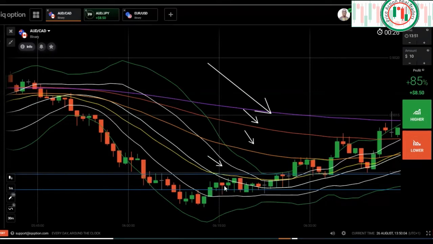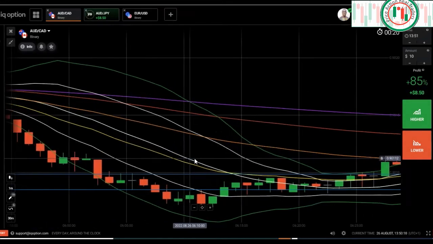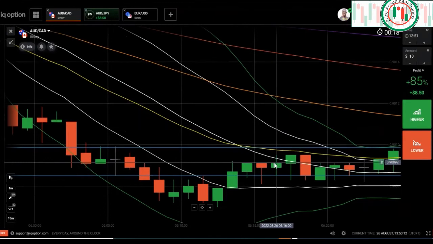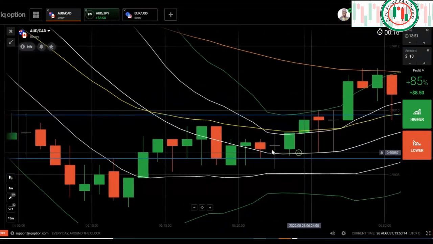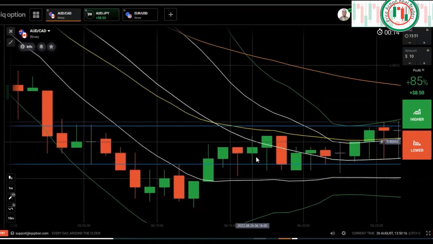Then here is your zone. Even though this market is not nice, sometimes you cannot get a nice market, so try to avoid bad markets. But if you know the market very well, you can still take your trade.